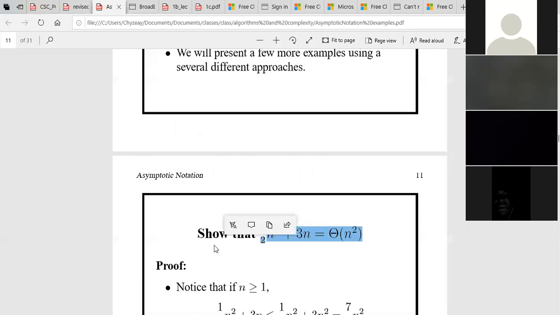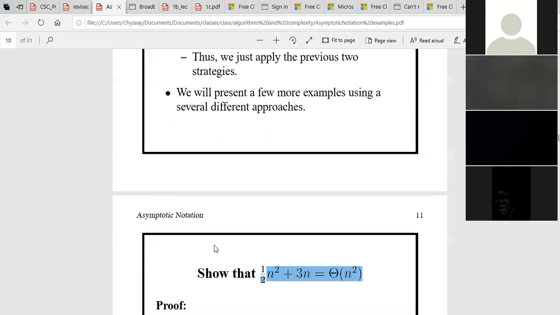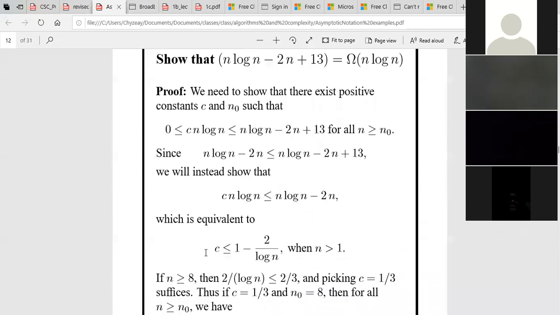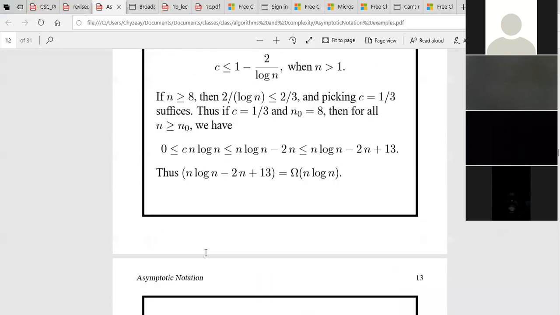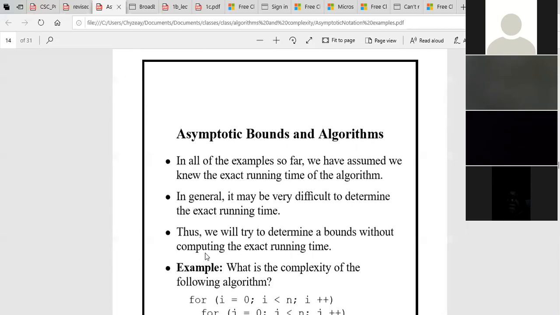Half n square, not 1n square, not 2n square, half n square plus 3n equals theta n square. You are going to show that f(n) equals theta g(n), where f(n) equals half n square plus 3n and g(n) equals n square. We have the proof, but we are not going to show you the proof until you do your own part and we take it from there.